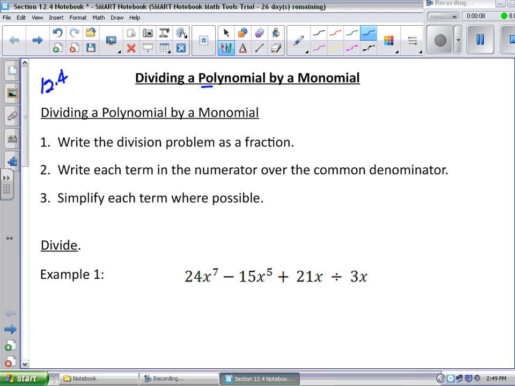Dividing a polynomial by a monomial. Write the division problem as a fraction. Write each term in the numerator over the common denominator. Simplify each term where possible.